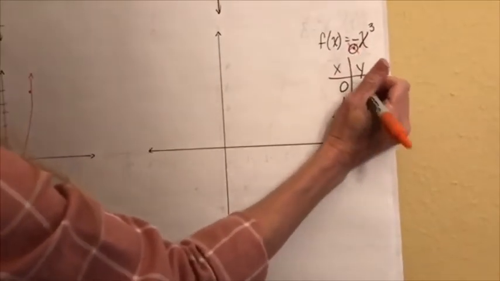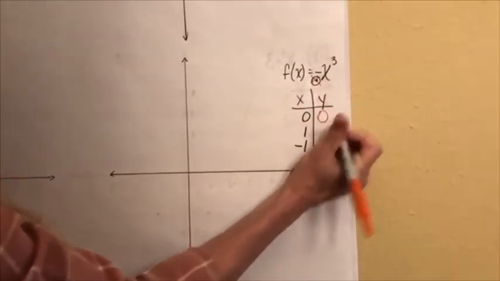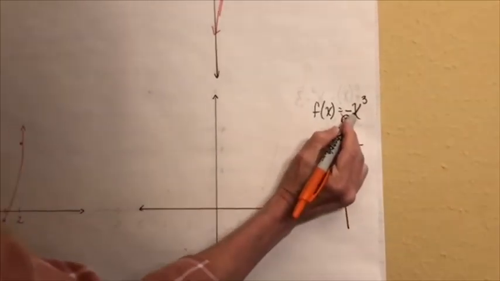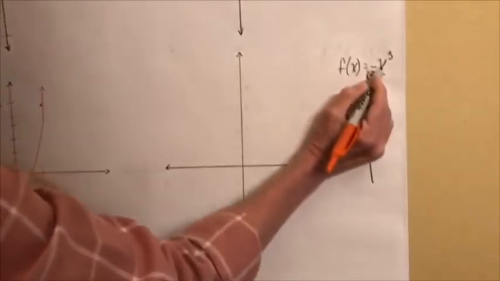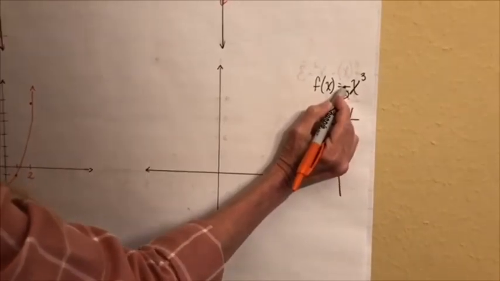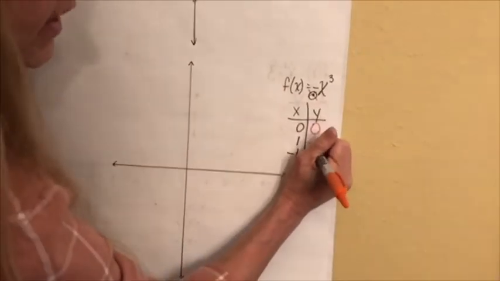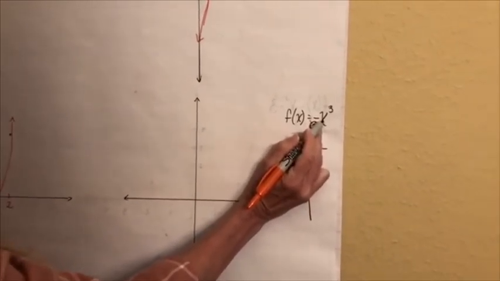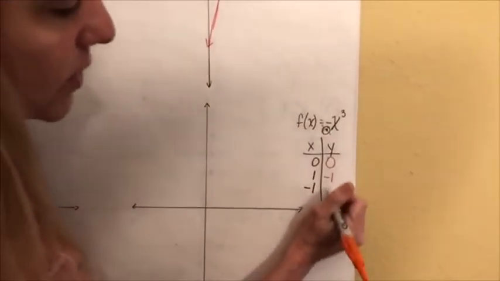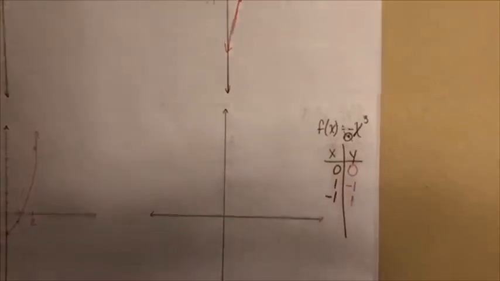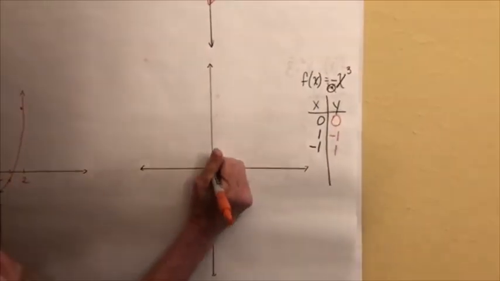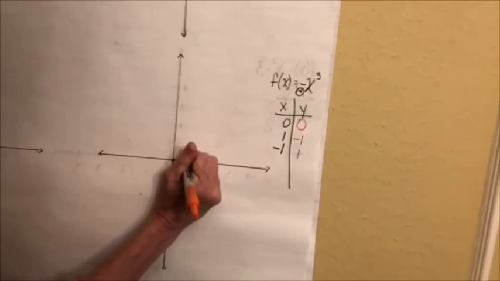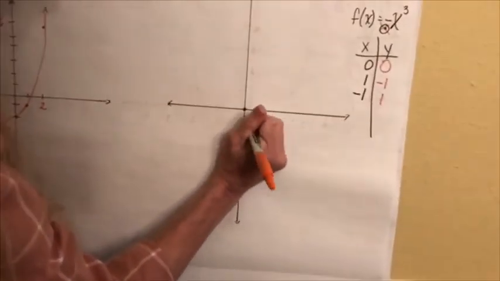So when x is 0, y is 0. When x is 1, well, 1 cubed is +1, but the negative sign makes it negative. So that'll be -1. And when -1 is cubed, you get -1, and the opposite of -1 is +1. So let's take a look at this graph. We have 0, 0. We have 1, -1.